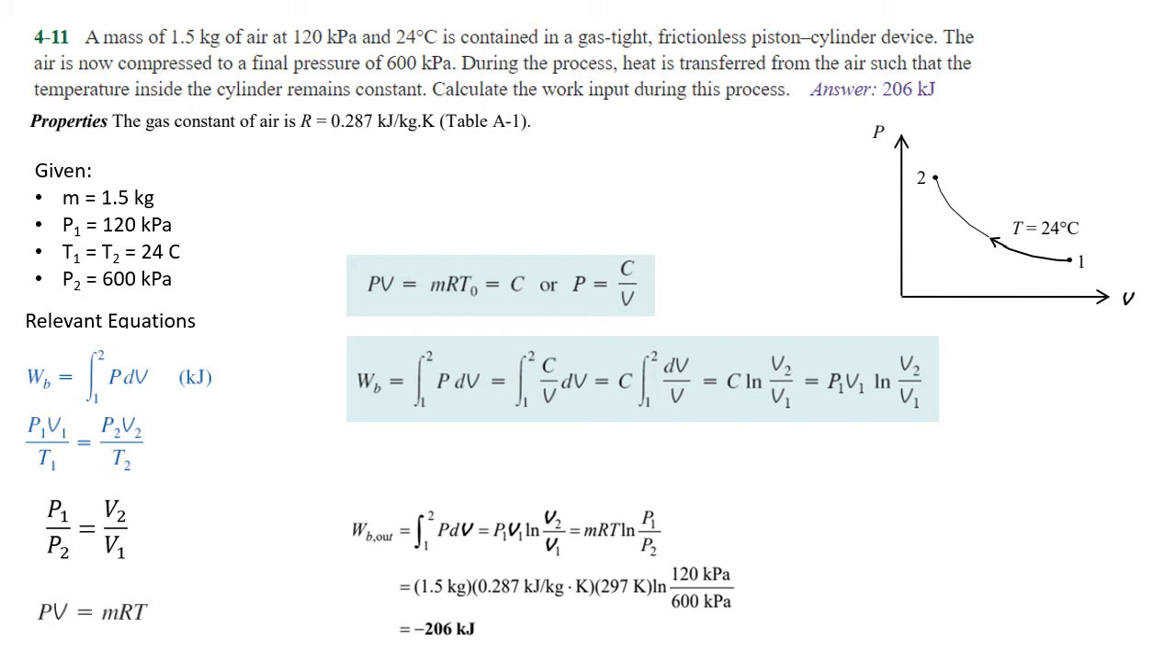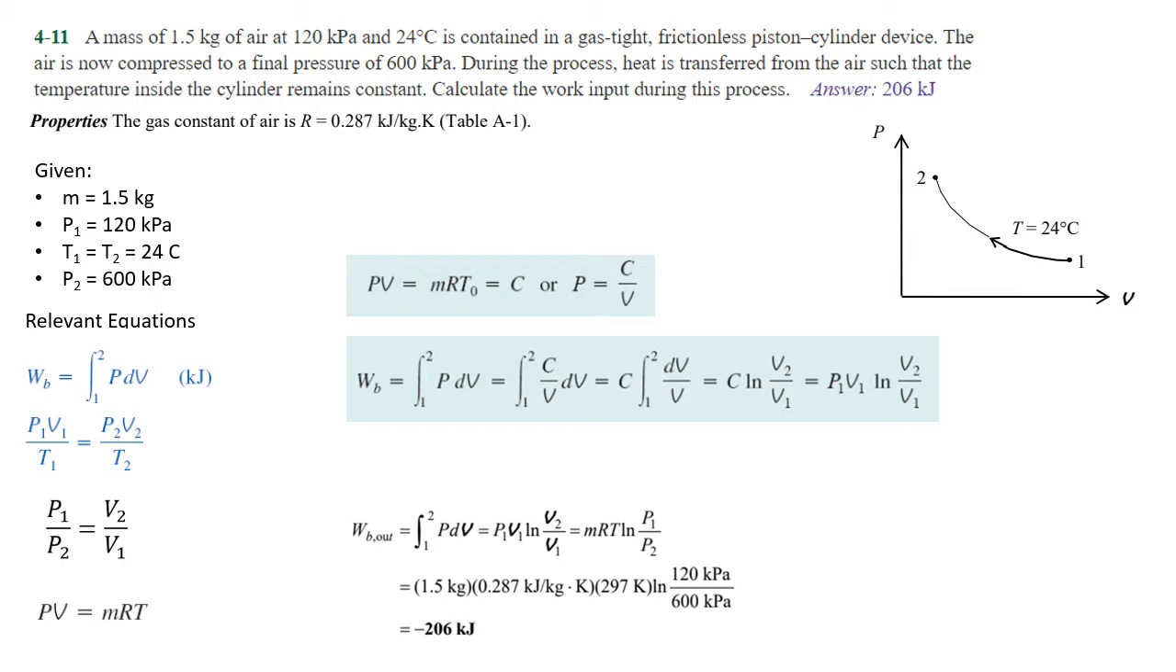Chapter 4, Problem 11. A mass of 1.5 kilograms of air at 120 kilopascals and 24 degrees C is contained in a gas-tight frictionless piston cylinder device. The air is now compressed to a final pressure of 600 kilopascals. During the process, heat is transferred from the air such that the temperature remains constant. We want to calculate the work input during this process.